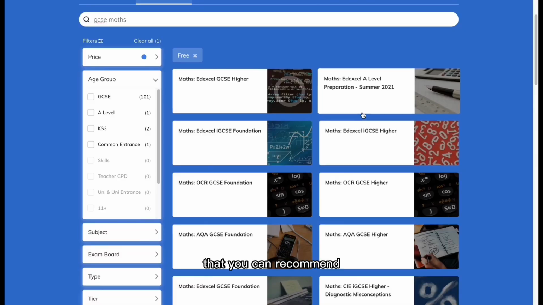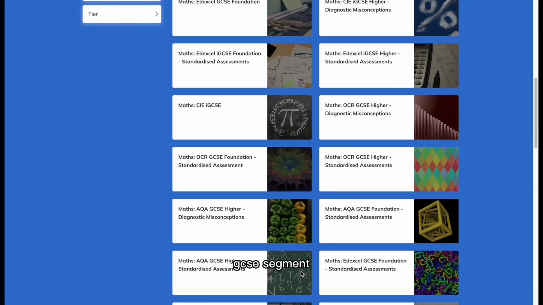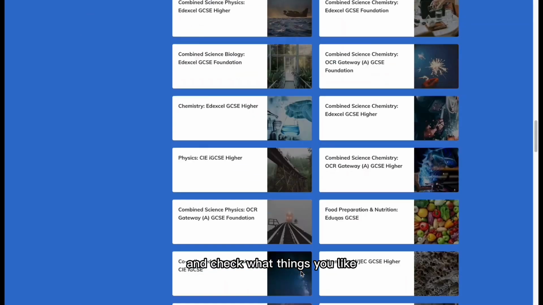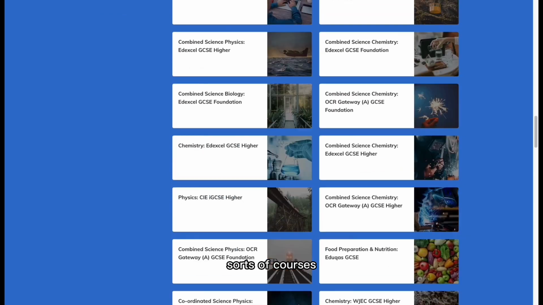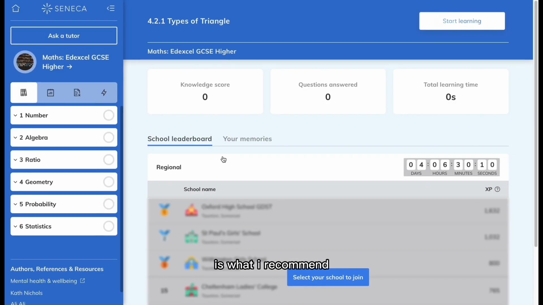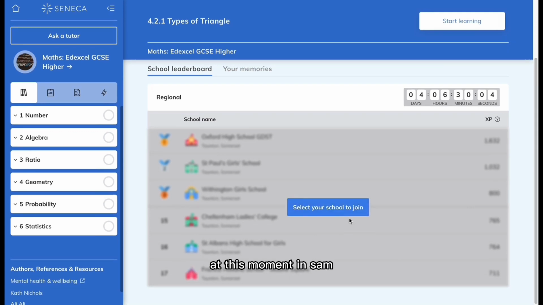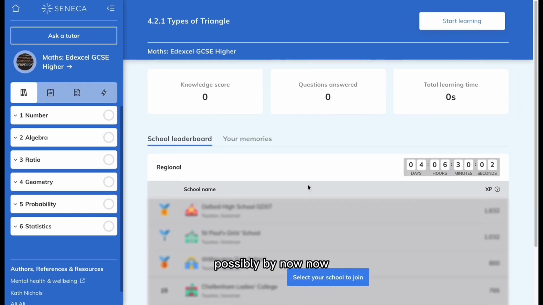But something that you can see here is Max Edexcel A-level preparation summer 2021. If you look at this GCSE segment, you can go down and check what things you like. There are all sorts of courses at all sorts of moments in time, but this Edexcel GCSE Higher course is what I recommend. Over here, you can select your school to join. I don't go to school at this moment in time. That's years that have gone past me by now.